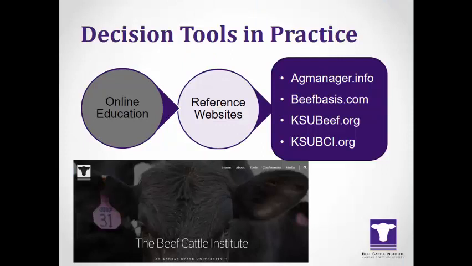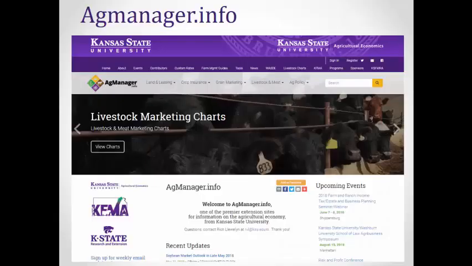So I also wanted to talk about a few websites that I've found useful. There are 4 of them we'll talk about from different departments here at K-State. One of them is agmanager.info. This is a really good website, especially for economic information. They have a nice update that comes out weekly that you can sign up for their email update.